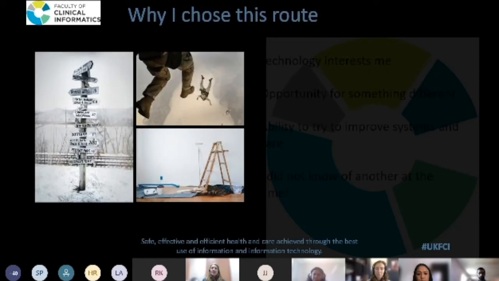In terms of why I chose this route, to be completely honest, I didn't know there was another route into it. And I think my route is certainly a lot more structured than the other two speakers we've heard from, and probably from a lot of people who are already involved in informatics. So we were sent an email when I applied for registrar training to say this new training programme is being set up. Is anybody interested? Get in touch. And you know, very quickly I signed up for it with very little knowledge really of what clinical informatics actually was.